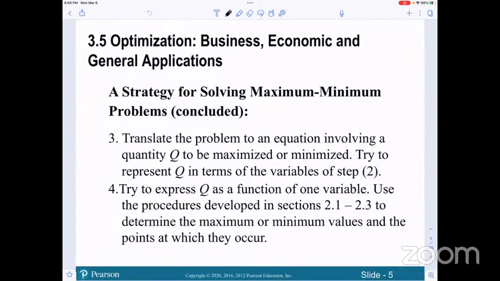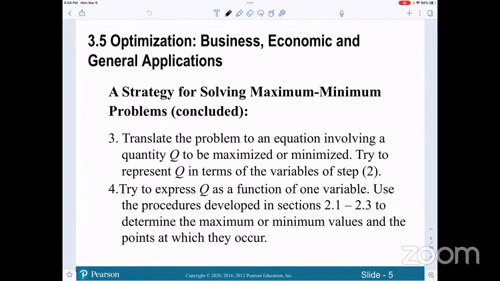Third, translate the problem to an equation involving a quantity Q to be maximized or minimized. Try to represent Q in terms of the variables from step 2. Try to express Q as a function of one variable. Use the procedures developed in sections 2.1 to 2.3 to determine the max or min values and the points at which they occur.